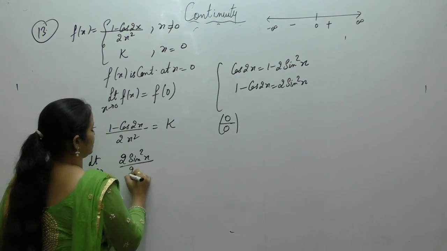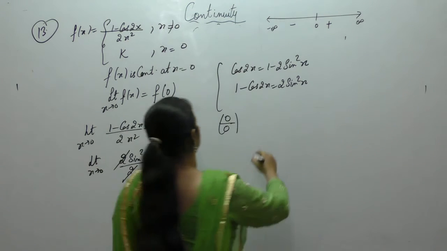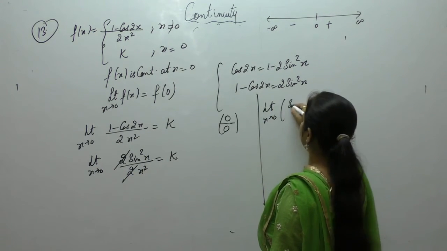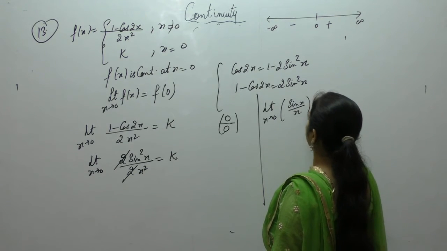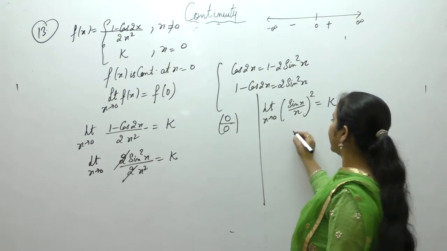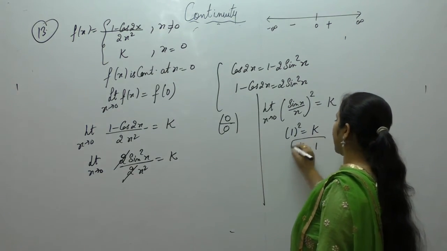So 2 sin square x upon 2x square. So it will get cancelled. So limit x tends to 0, we can write it as (sin x upon x) whole square. Limit x tends to 0, sin x upon x has value 1. So we get the value of k as 1.